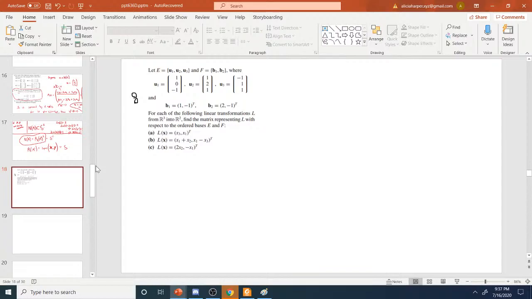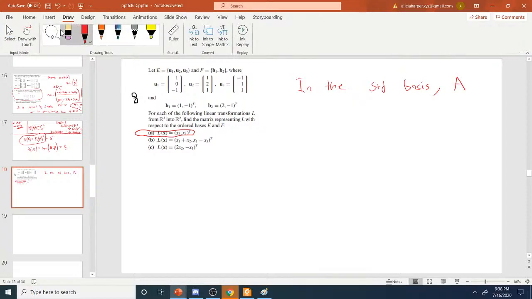So here's the setting. First off, let's start with A. In the standard basis, A or L may be represented by the matrix A, and here's what it needs to do.